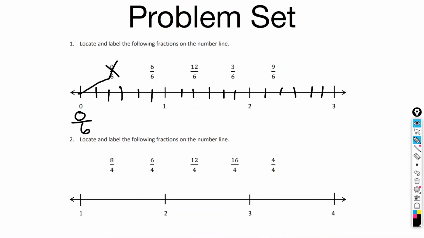So 6 sixths, I'm going to go ahead and label, which is 1 whole. Next is 12 sixths, so I'm going to keep counting. I'm at 6, 7 sixths, 8 sixths, 9 sixths, 10 sixths, 11 sixths, 12 sixths.